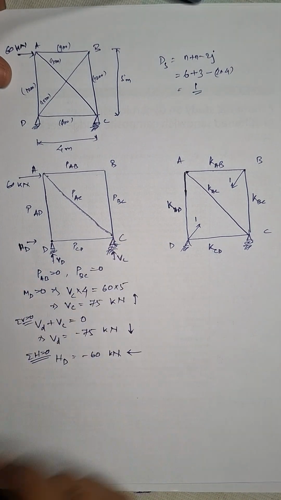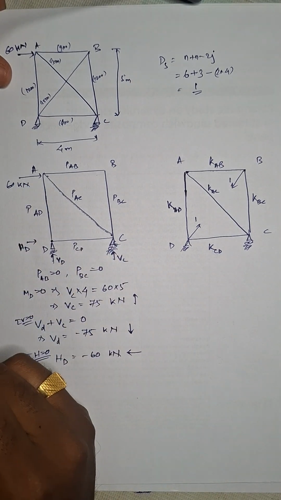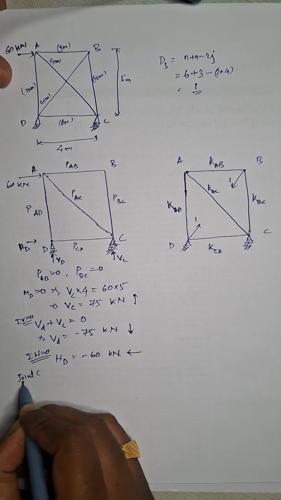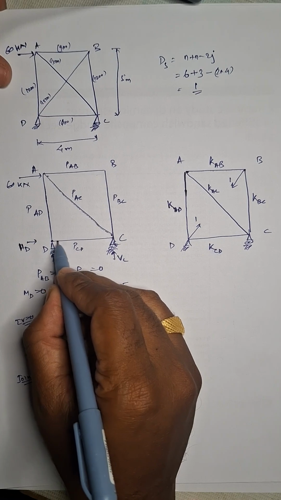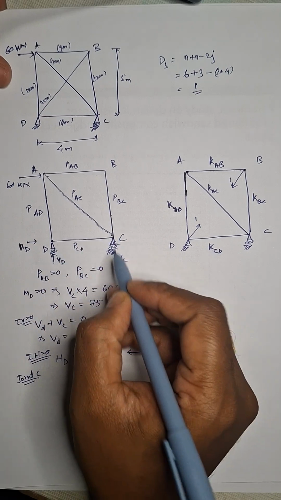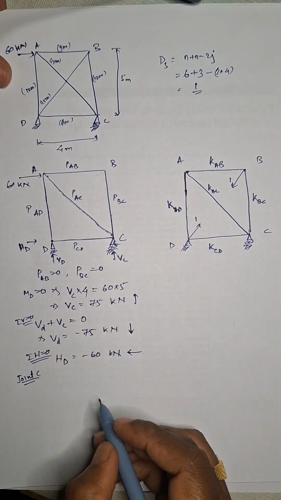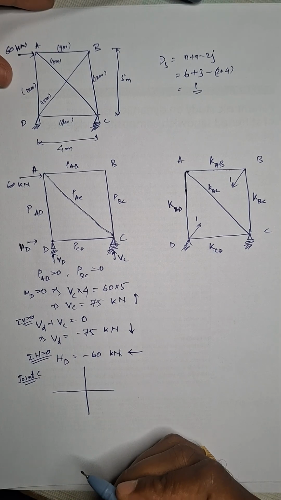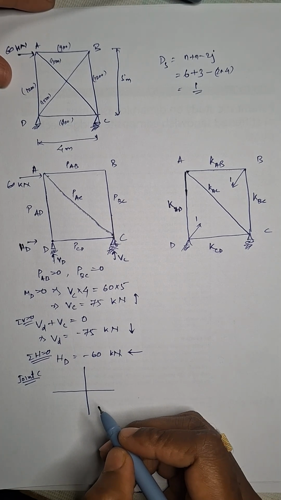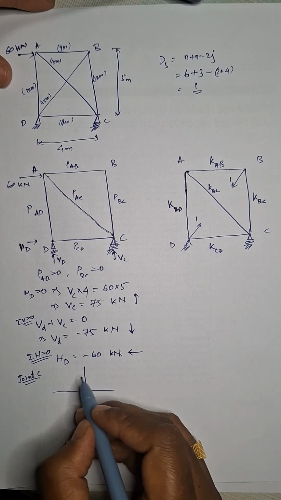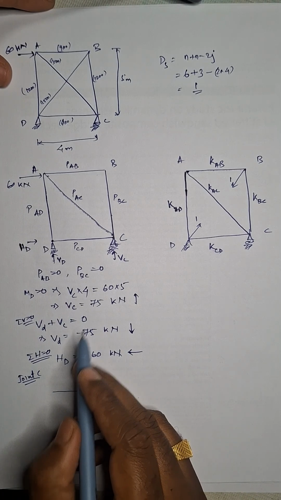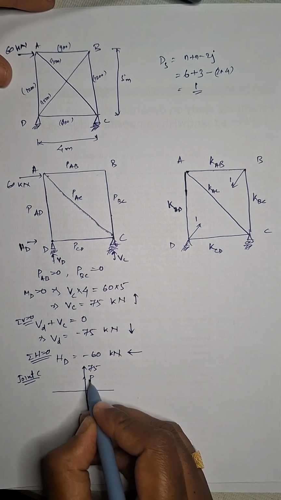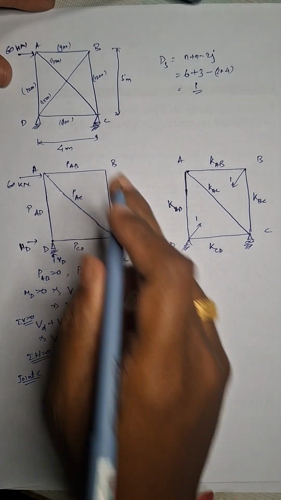Okay, now if we solve by taking joints and applying the composition resolution technique, if I take joint C, this is one member force, this is one member force, already 0, this is one member force, and VC is applied. So if I draw a free body diagram, we can draw VC in this direction, which is 75, and PBC in this direction, which is already equal to 0.